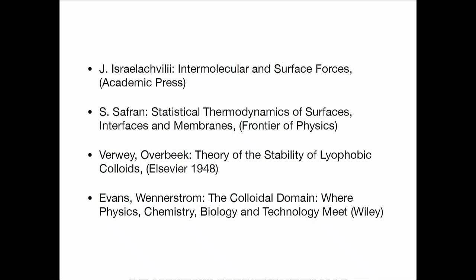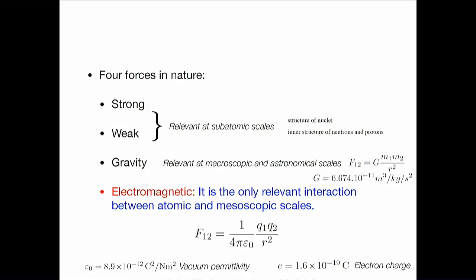Okay, so now I can start. The first part will be a qualitative description, trying to motivate you. As you know, in nature you have four kinds of forces: strong, weak, gravity, and electromagnetism. The strong and weak are the ones relevant at subatomic scales, in the nucleus or below the nucleus inside particles, in the structure of nuclei, neutrons, protons, etc. And this will be completely irrelevant in what we do because the scale is totally different. Then there is gravity, which is relevant at macroscopic and astronomical scales. It can be relevant in some cases in soft matter physics, for instance, when you study sedimentation or things like that, where the gravity field plays a role.